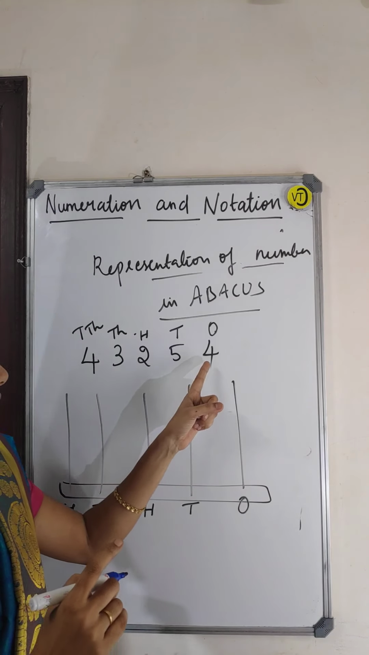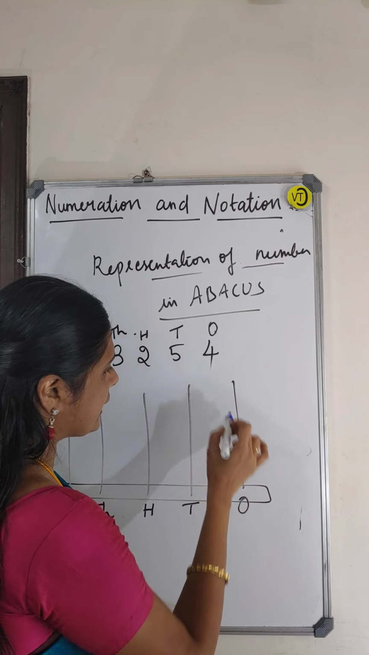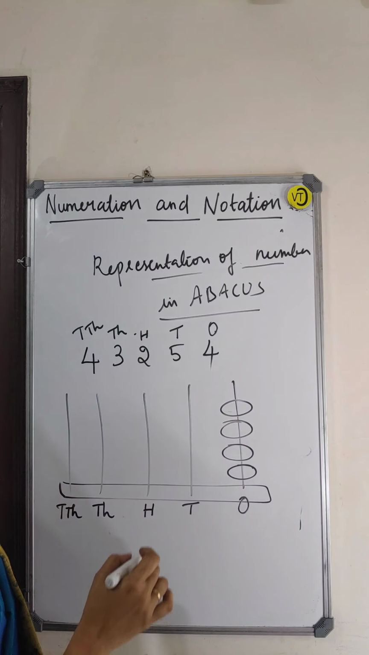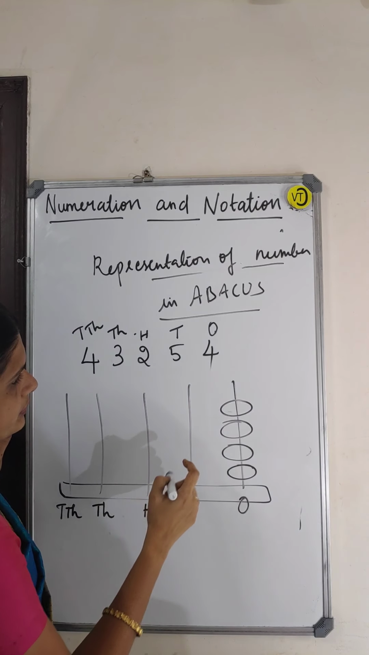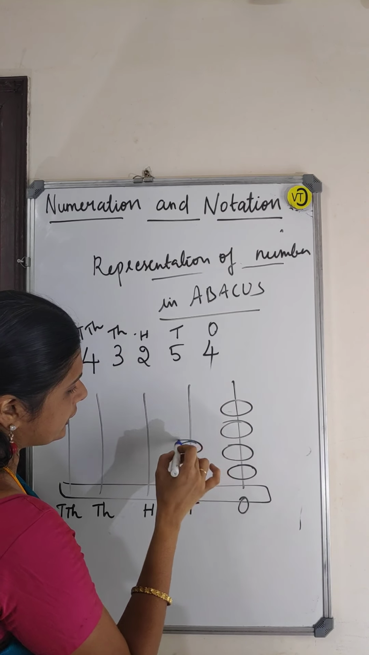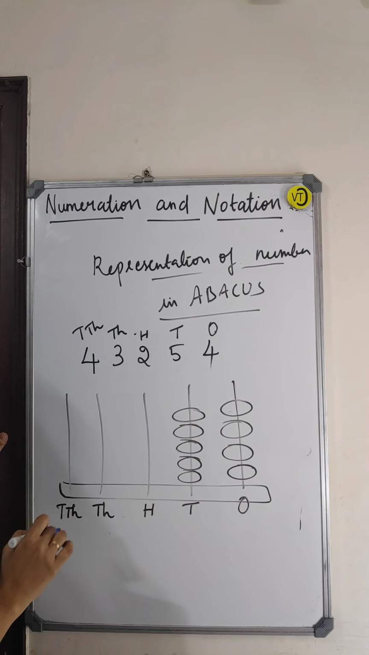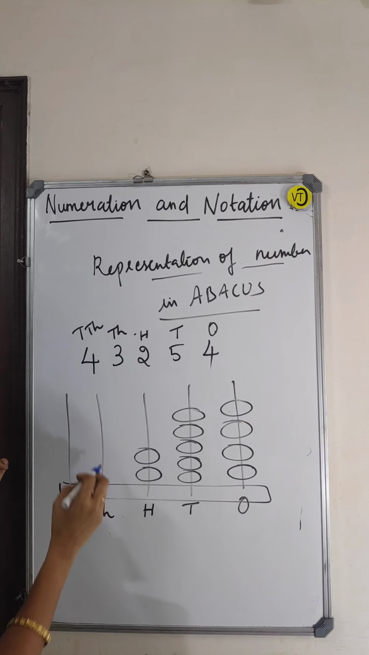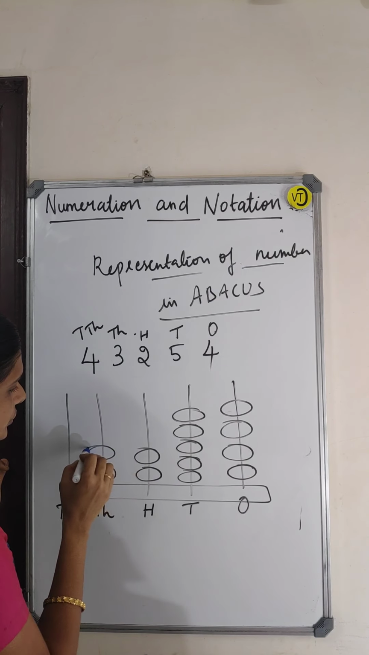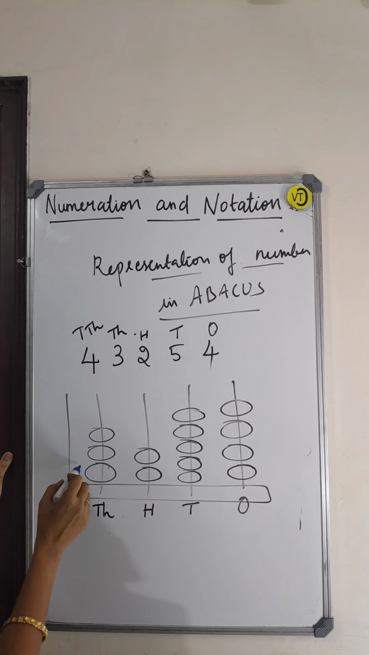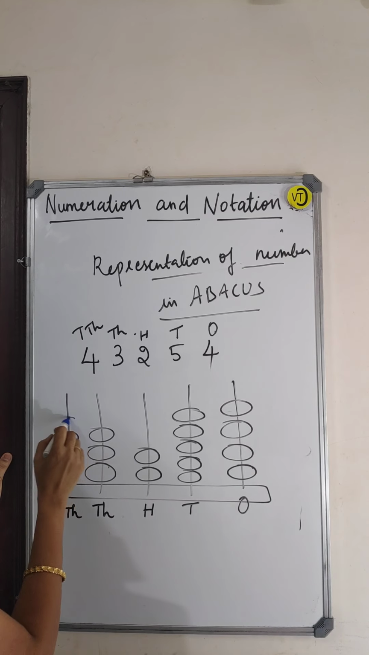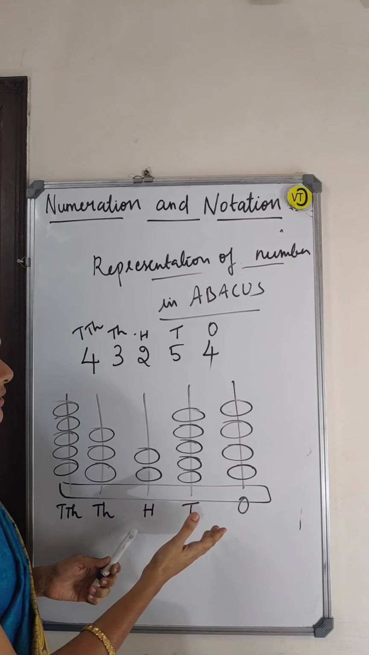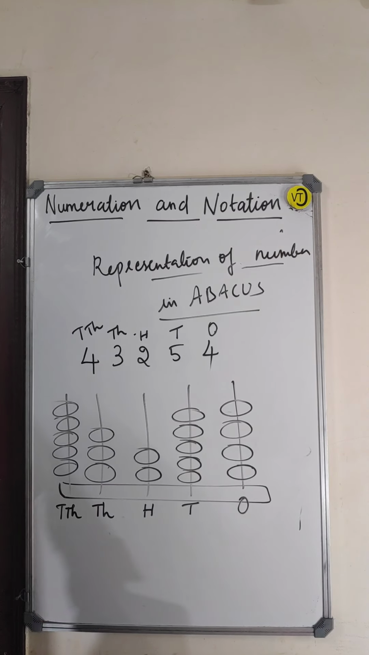Okay. This is 4 ones. How many beads do I have to put? 1, 2, 3, 4. Very good. Then 5 in the tens place, how many beads do you have to put inside? 5 beads. Then hundreds place, 2 beads. Thousands place, 3 beads. And 10,000s place, 1, 2, 3, 4, 5 beads it is. So this is the abacus representation of numbers here. Okay.